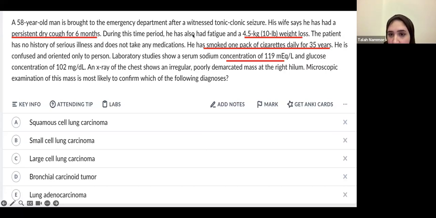Laboratory studies show a serum sodium concentration of 119, so his serum sodium is decreased, hyponatremia. Glucose concentration of 102, kind of elevated, I think. An X-ray shows an irregular, poorly demarcated mass at the right hilum. Yuna said A. Do you guys agree?